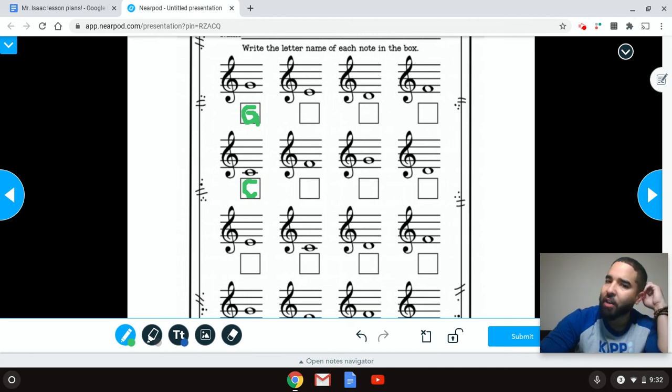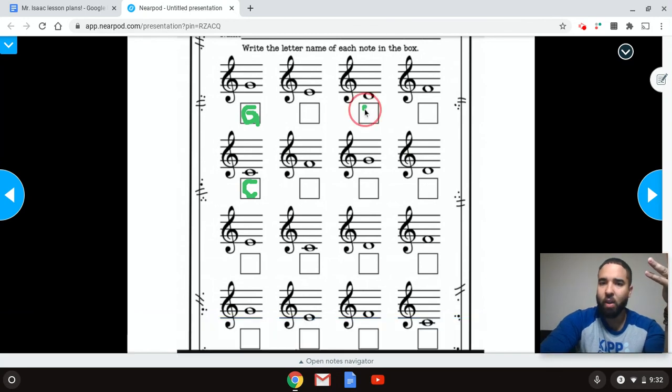That's the first line. It's under the first line. So what note comes before, what letter in the alphabet comes before E? A, B, C, D, E. So if this note is before the line, if we're going up, this note is D.